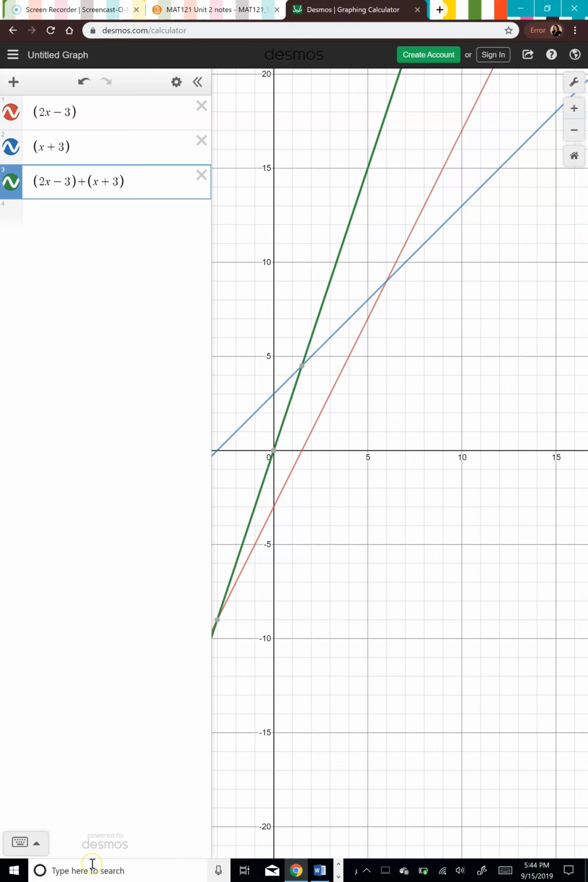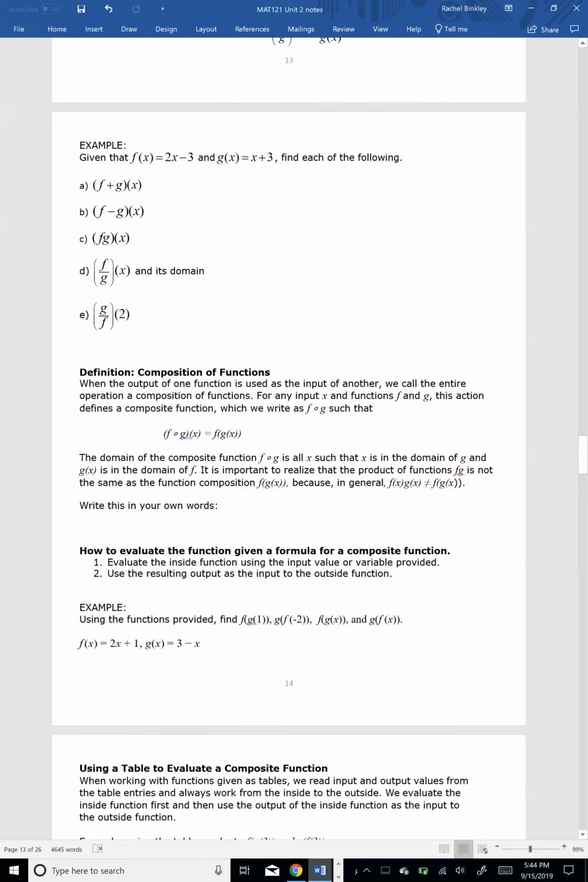Okay, so let's go back to what's happening. All we have to do is just like I said, you can do it like 2x minus 3 plus x plus 3. And this is fairly simple. It's going to be 3x plus 0. Obviously, you don't need the plus 0 there.